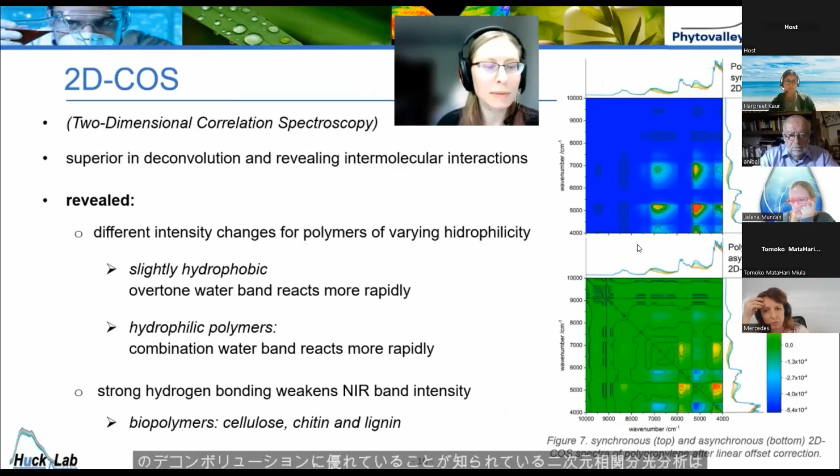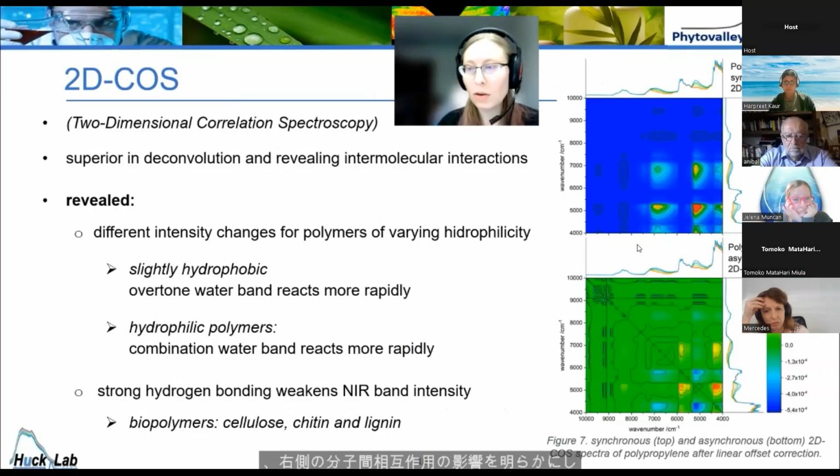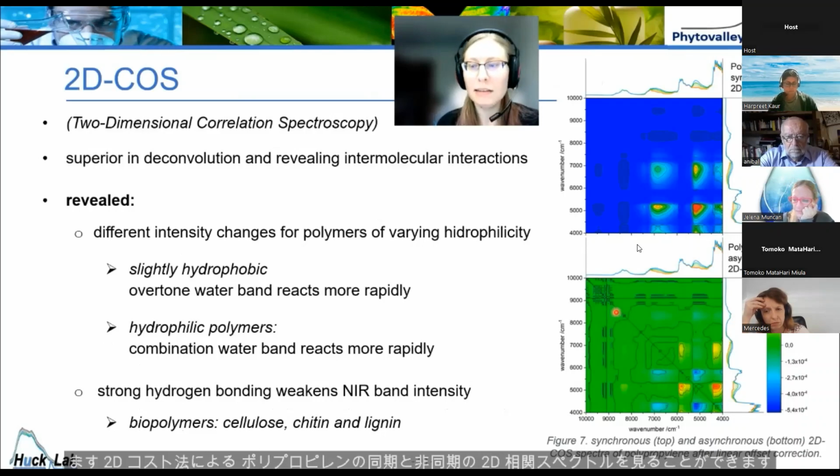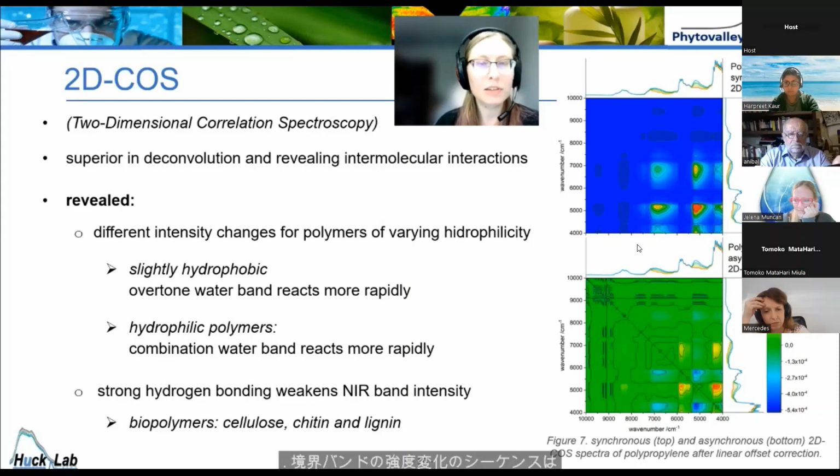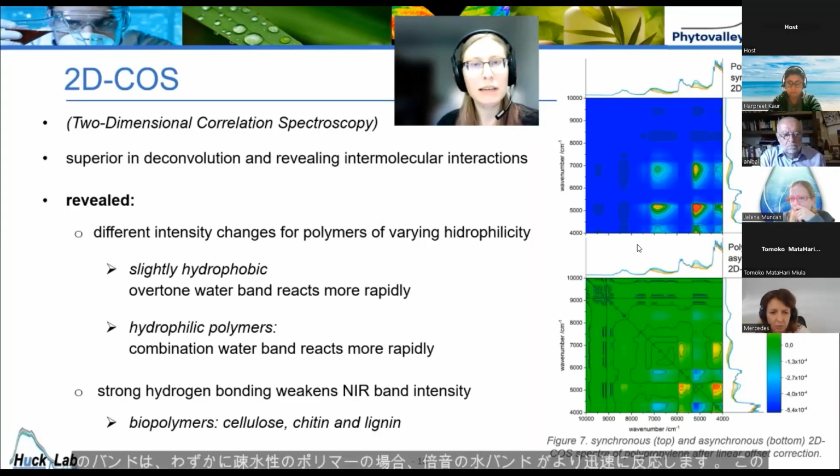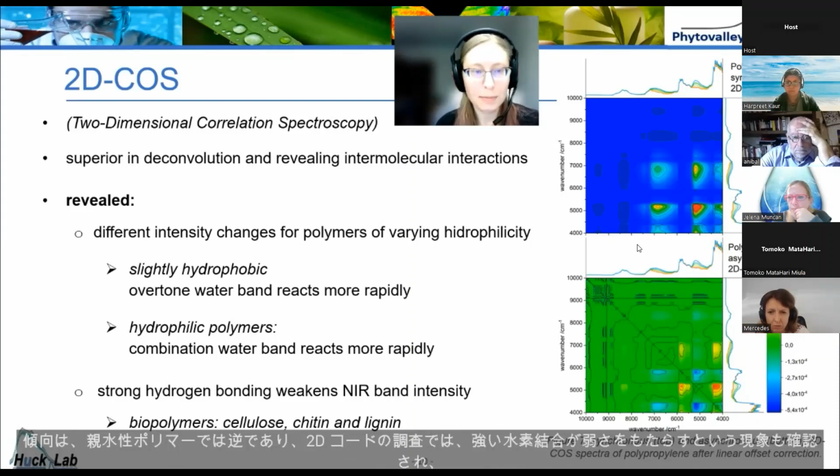The two-dimensional correlation spectroscopic analysis is known to be superior in deconvolution of spectra and revealing the effects of intermolecular interactions. On the right side, you can see the synchronous and the asynchronous 2D correlation spectra of polypropylene. By the 2D COS method, it was revealed that the sequence of intensity changes of the water bands is different for polymers of varying hydrophilicity. In the presence of hydrophobic polymers, both water bands show the same behavior, while for slightly hydrophobic polymers, the overtone water band reacts more rapidly to the increase in water content than the combination water band. This trend is opposite for hydrophilic polymers.